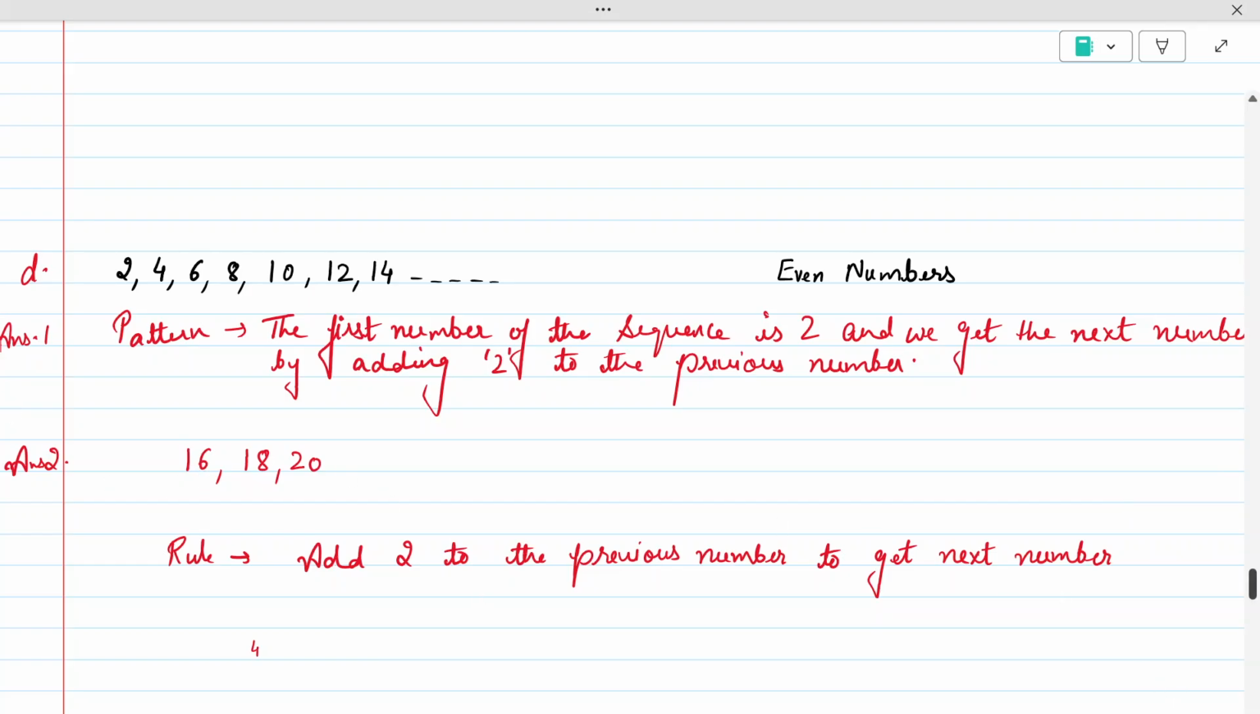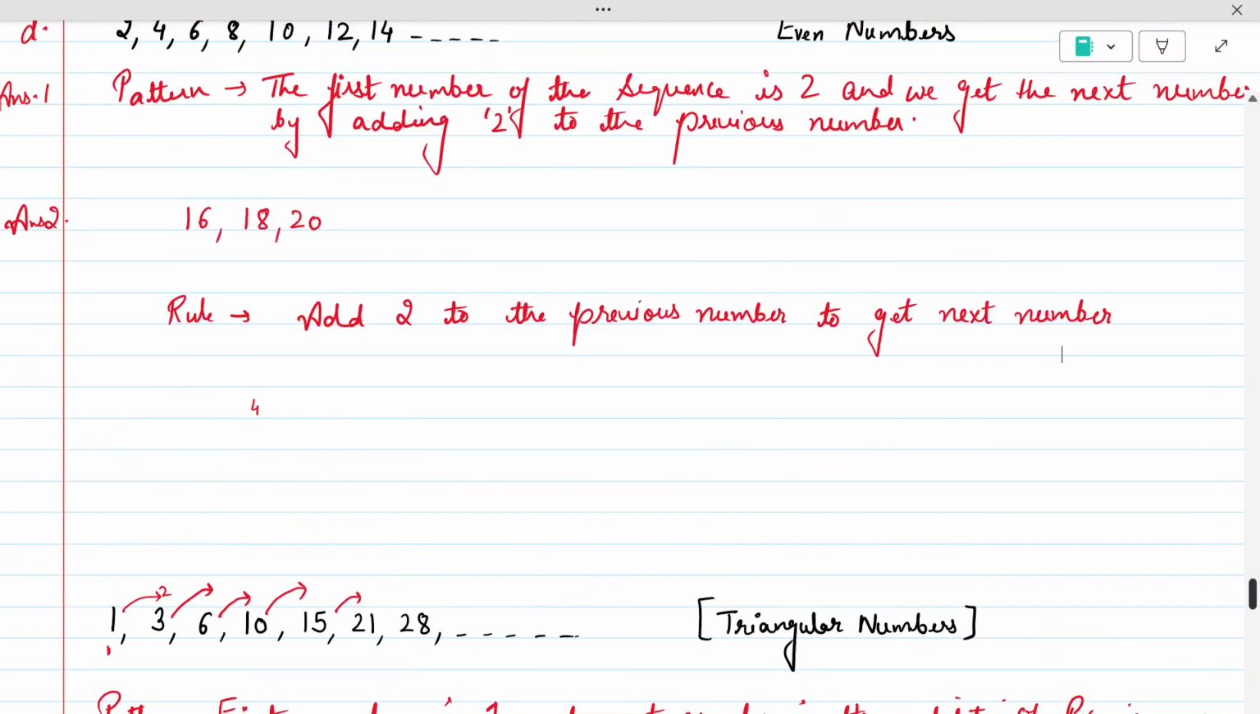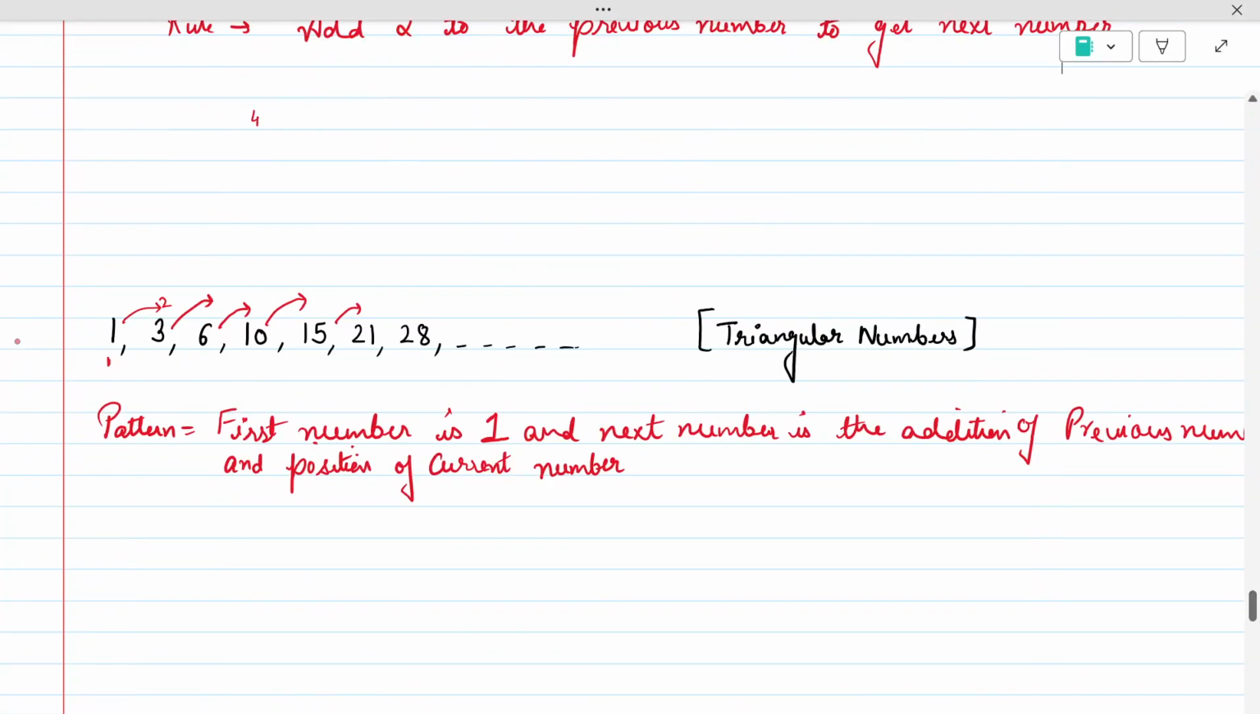Now, we'll go to the next sequence, which is triangular numbers. In triangular numbers, what we have is 1 plus the position of the next. I'm marking the positions: first, second, 3, 4, 5, 6, 7. So 1 plus the next position, 2, is 3. 3 plus the next position, 3, is 6. So this is how we were getting the triangular numbers.